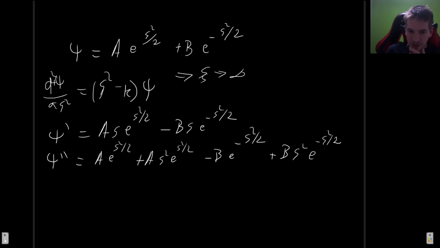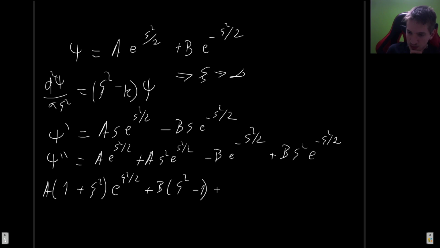Okay, so now let's put this in here. This is just going to be a times (1 plus ξ²) e to the ξ² divided by 2, plus b times (ξ² minus 1) e to the minus ξ² divided by 2, and this is supposed to be equal to ξ² minus a times ψ.